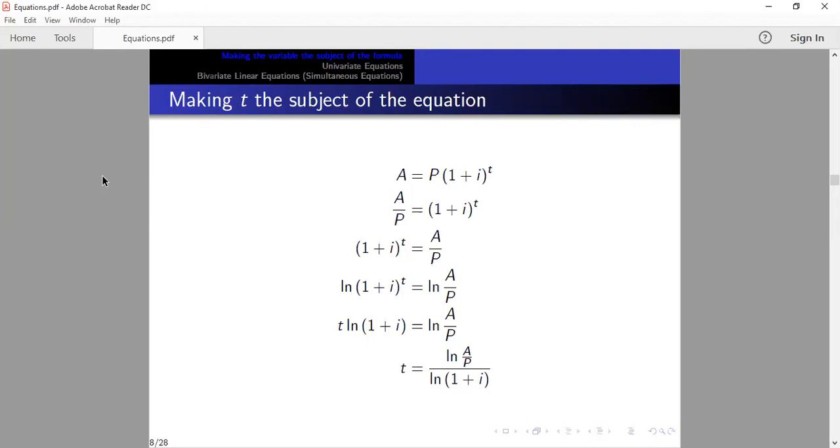This method of calculation will be very important to us when we do our equations, especially when we do univariate equations. I guess I'll see you in the next video when we do univariate equations. Thank you.